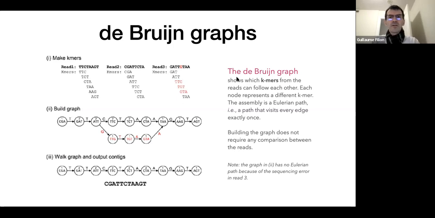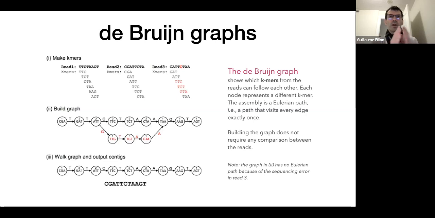The De Bruijn graph shows which k-mers from the reads can follow each other. So you're taking your reads and you chop them into k-mers. Remember, these are the sliding windows of text that you have in DNA. And instead of making a graph between the reads, you make a graph between k-mers. So each node represents a different k-mer, and the assembly is a Eulerian path, that is to say a path that visits every edge exactly once. And that seems stupid, said like that.